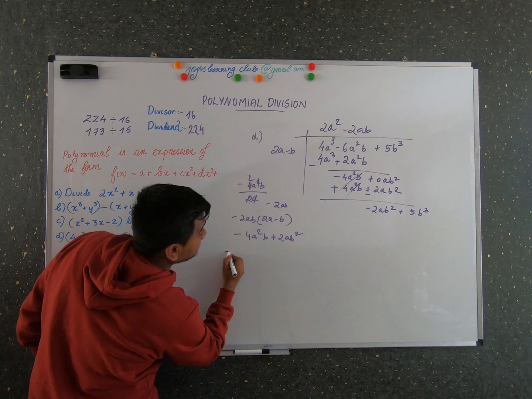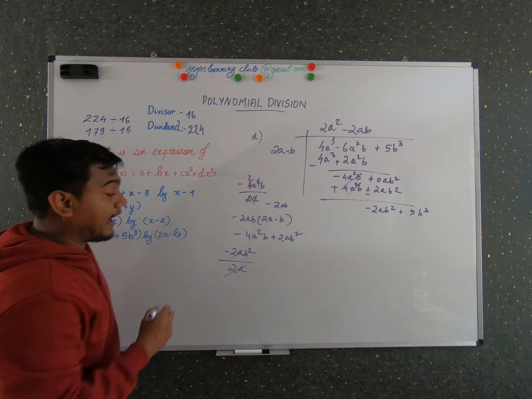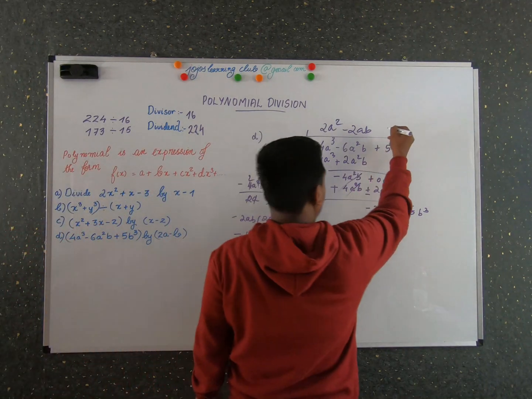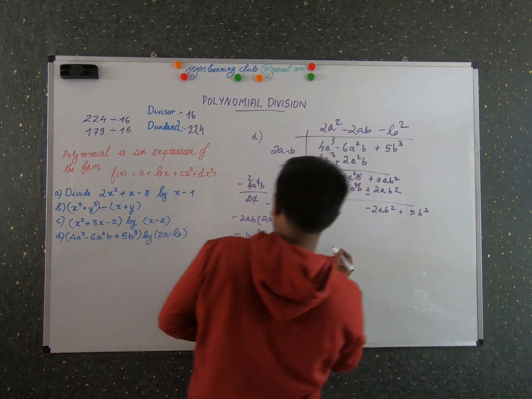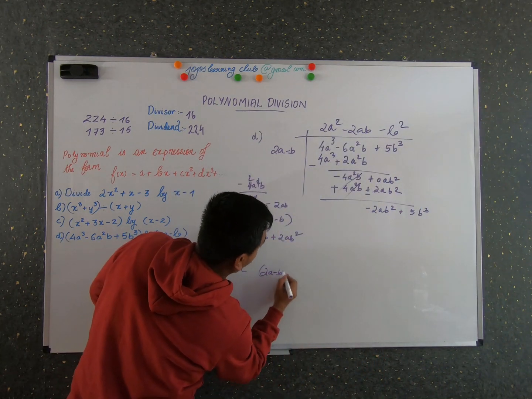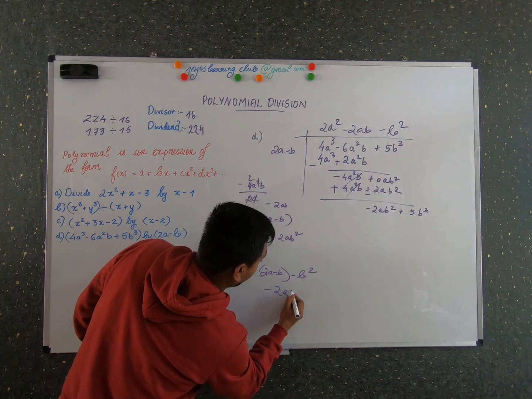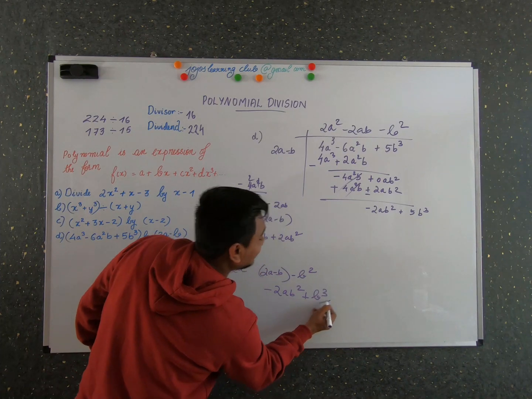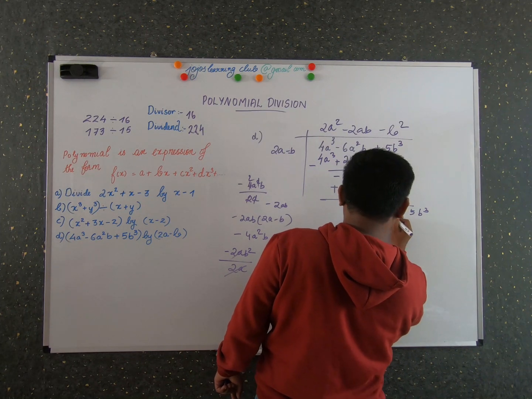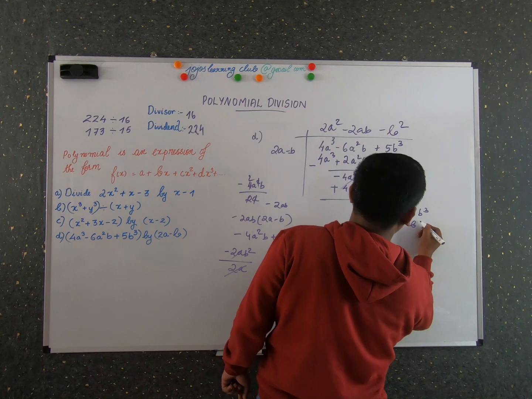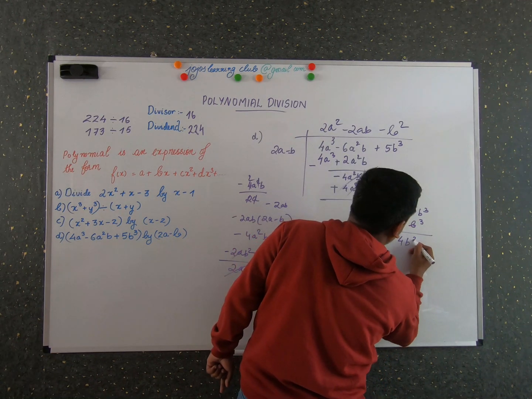Now again check the first term, minus 2ab square divided by 2a. So this gets cancelled and it would be minus b square, right? So minus b square is what you have to use to get this value. So check what it would be: 2a minus b into minus b square gives minus 2ab square plus b cube, right? So write this back again. Minus 2ab square plus b cube, it would be again plus, again here minus, so this gets cancelled and you have a remainder 4b cube.